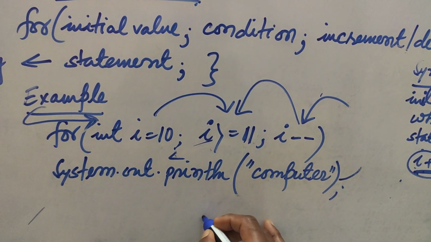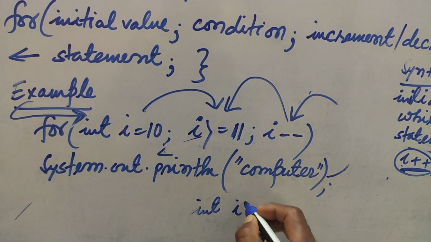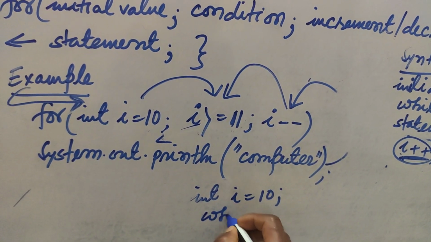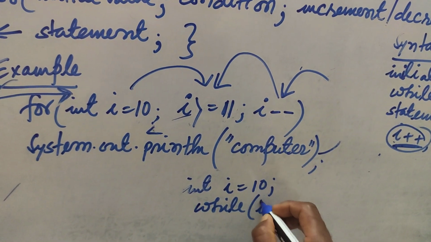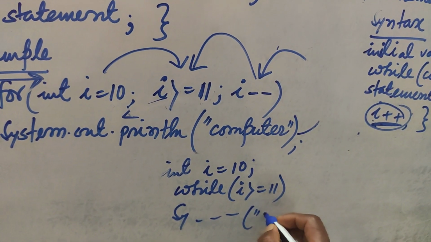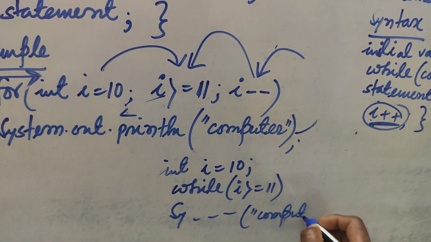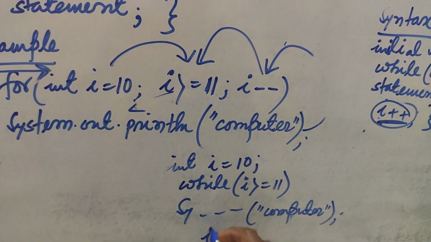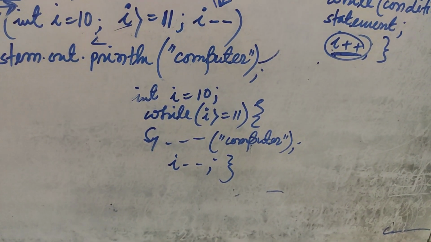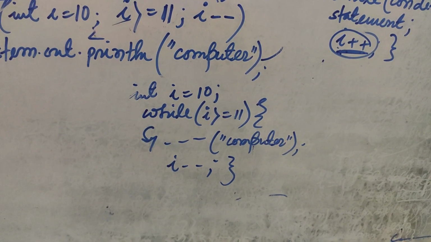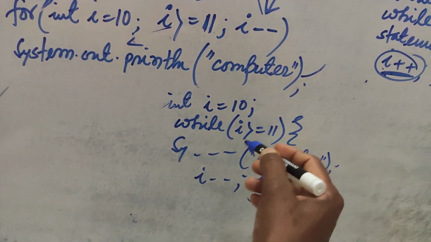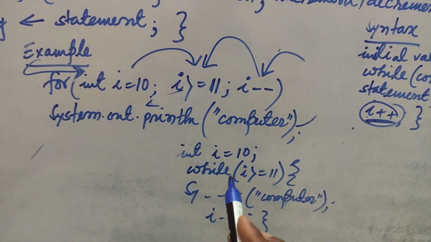While loop, see, int i equal to 10, then while i greater than equal to 11, System.out.println computer, i minus minus. See this case also, i equal to 10, 10 greater than equal to 11, false, so the body will not execute. So in that case no output.